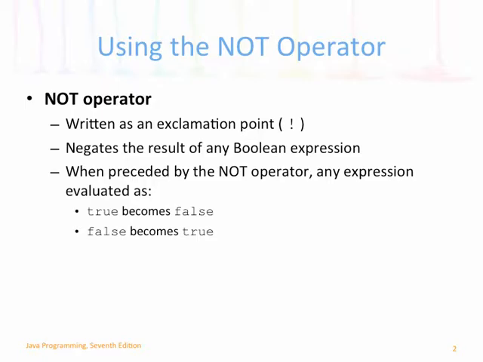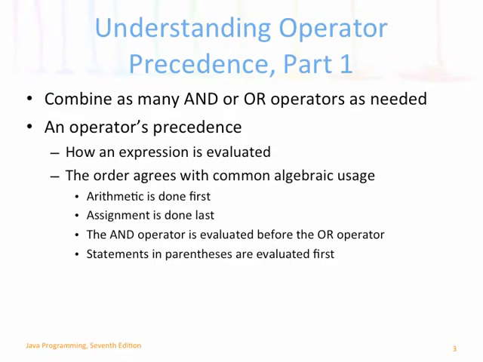So if you have someone whose age is greater than or equal to 16, so they can drive, if you put a not in front of it, it's not greater than or equal to 16. In other words, less than 16. You can combine as many and or or operators as needed.